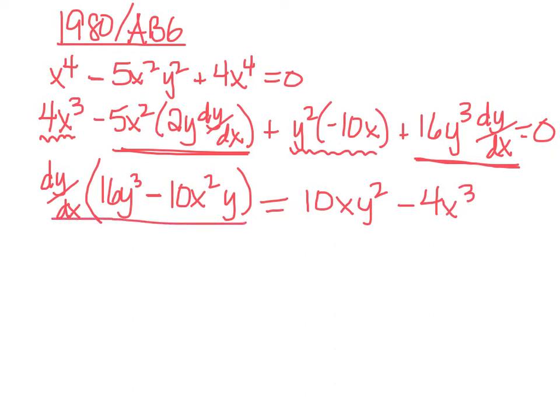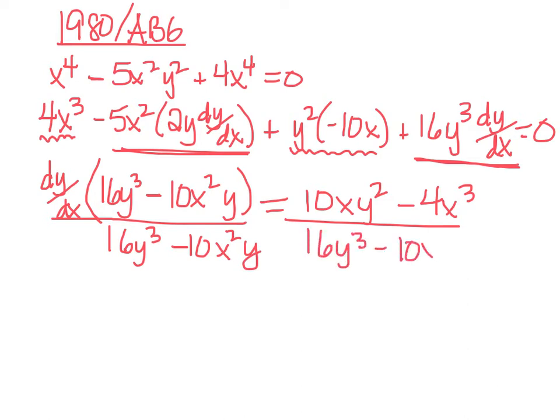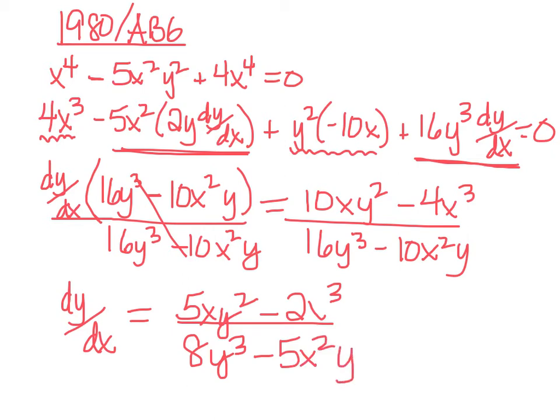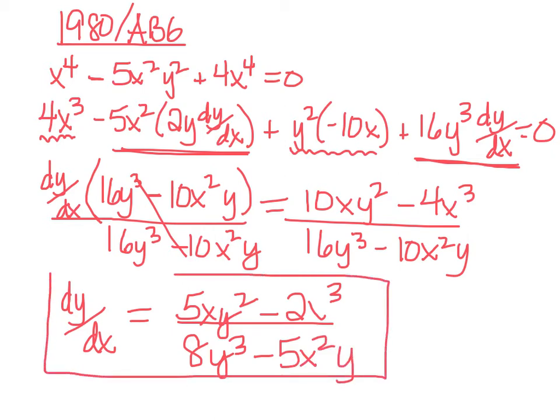All right. Now I'm going to try to get that dy/dx just a little bit more by itself. So I'm going to divide by what it's being multiplied by, which is the 16y cubed minus 10x squared y. So that cancels that out. And now I'll have my answer to part A. The only thing I'm going to do is I notice that they have a factor of 2, so I'm going to divide everything by a 2. So 5xy squared minus 2x cubed. And then on the bottom, divide by 2, 8y cubed minus 5x squared y. Okay? So this is your answer for part A.